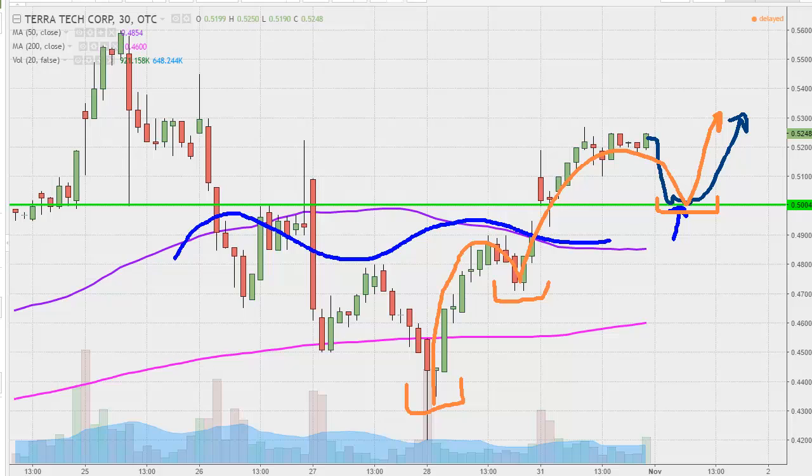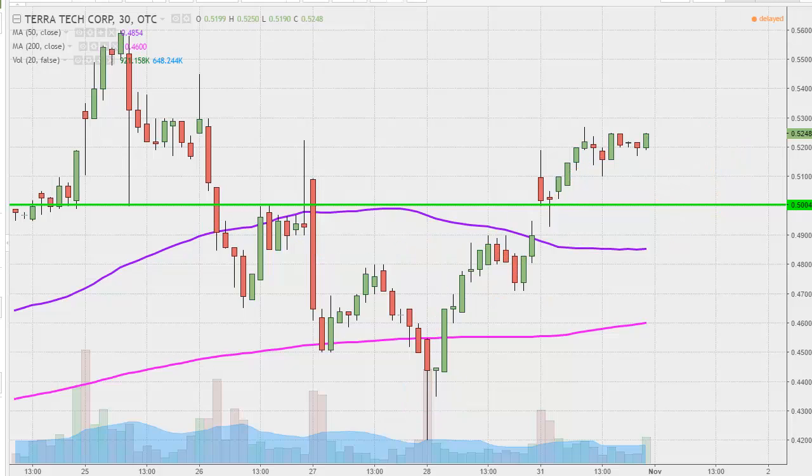In the event the 50 cent mark cannot hold as support, then definitely keep an eye on that purple line right there. That is the 50-period simple moving average. And now that the price is back up above it, that's certainly a level where you want to see the price stay up above it.